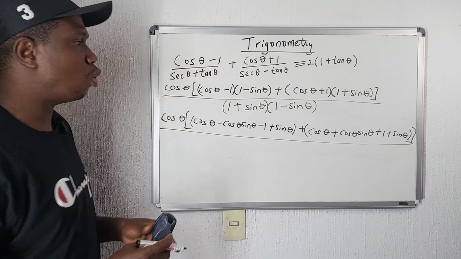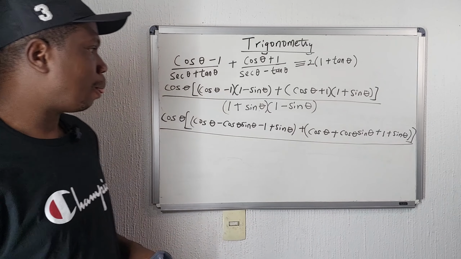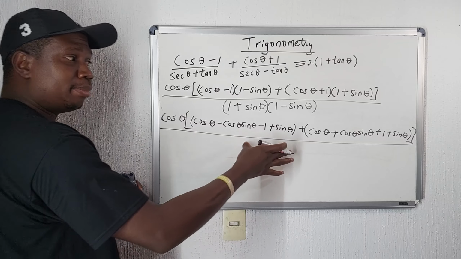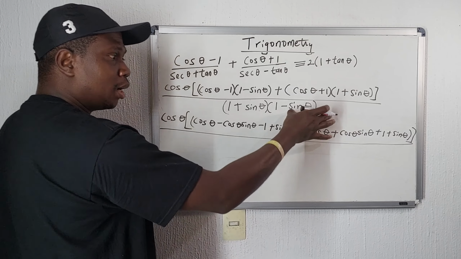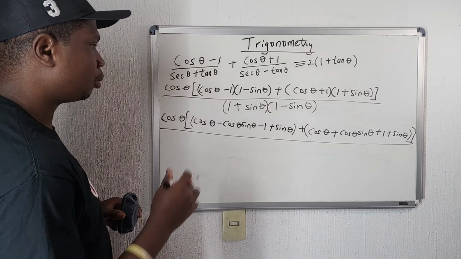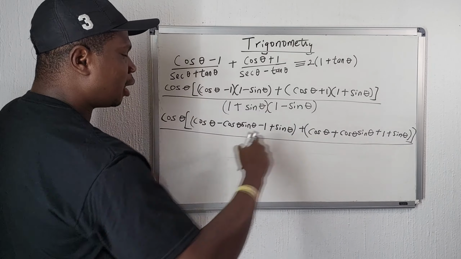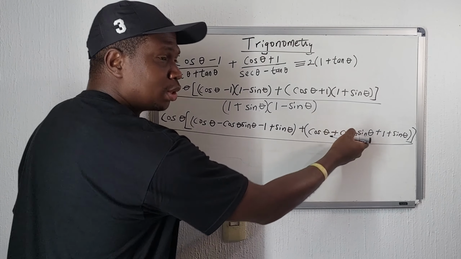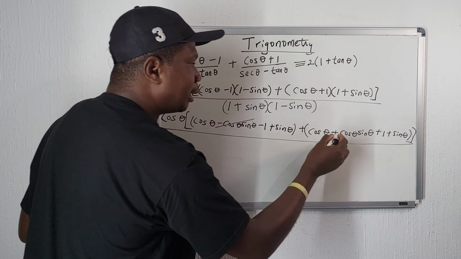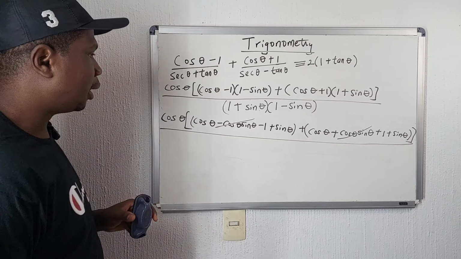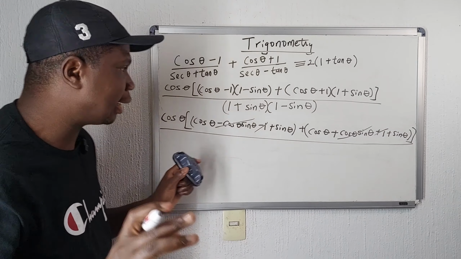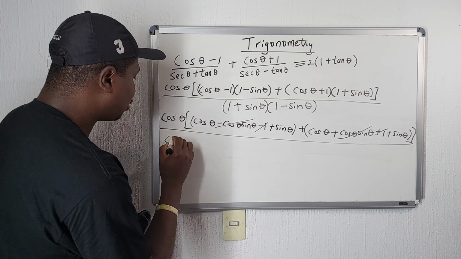Then let's try to open the denominator bracket too. Or let's first simplify this numerator, finish it, then we can work on the denominator. Now, opening this bracket, I have minus cos theta sine theta here, I have plus cos theta sine theta here, so it can cancel out. Then what do I have left? I have minus 1 plus 1. It can cancel out. Then I have what I have left.